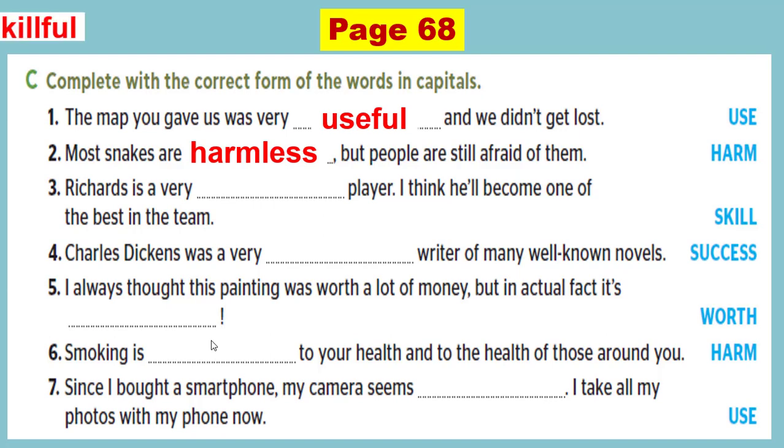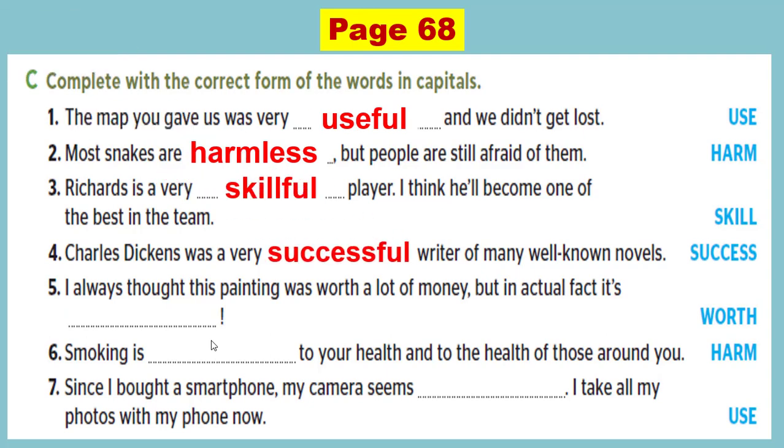Skill will be skillful. 4, Charles Dickens was a very successful writer of many well-known novels. Success becomes successful. Number 5, I always thought this painting was worth a lot of money, but in actual fact, it's worthless. Worth becomes worthless.